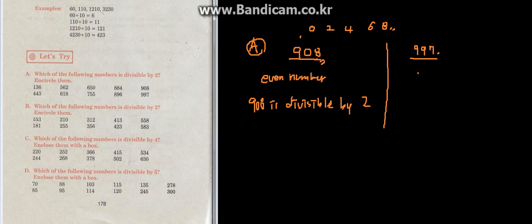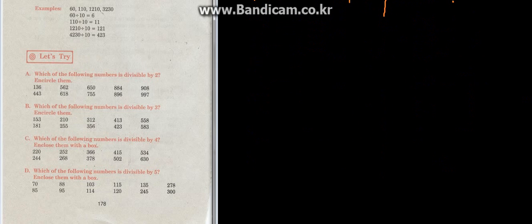Then what about 997? Yeah, this number is an odd number. Then it isn't divisible by 2, because it's an odd number. Then what about question B? Which of the following numbers is divisible by 3? Encircle them.